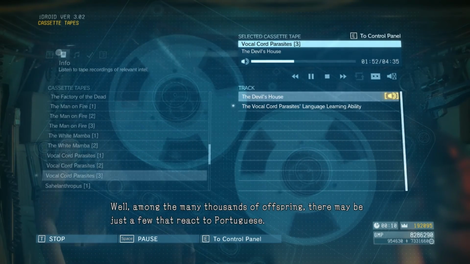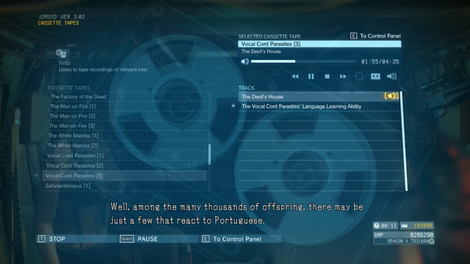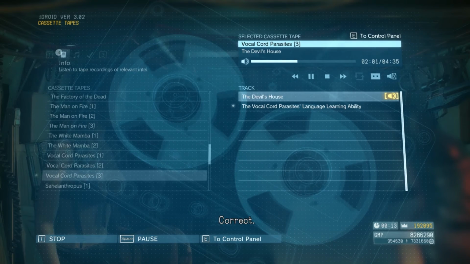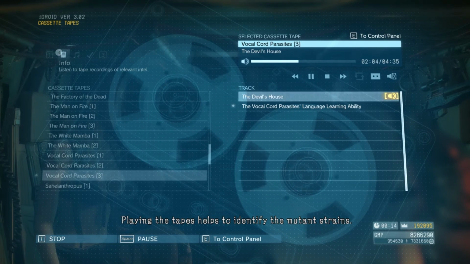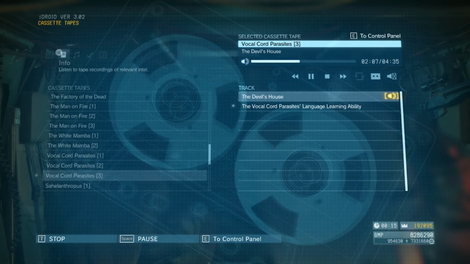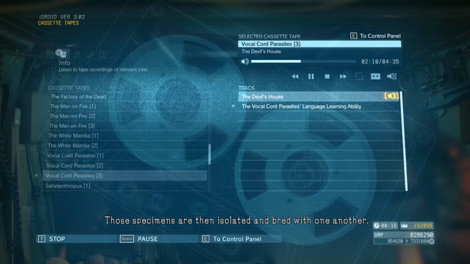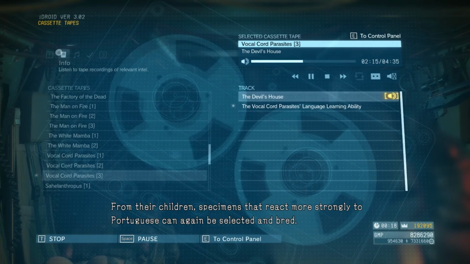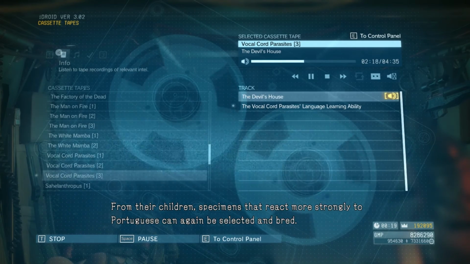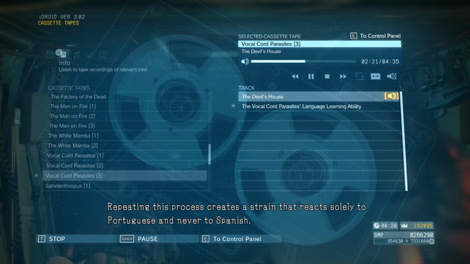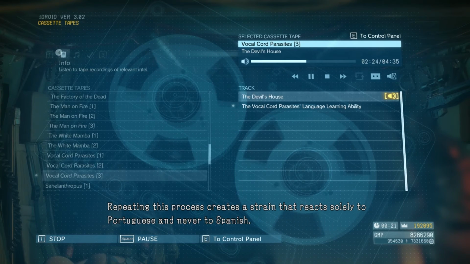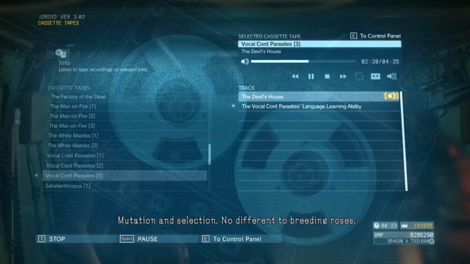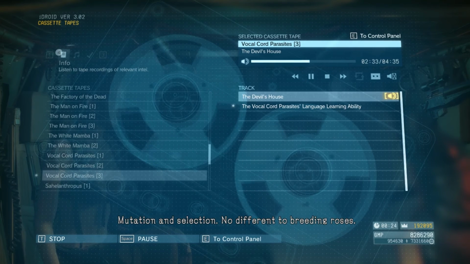Well, among the many thousands of offspring, there may be just a few that react to Portuguese. You're talking about mutations. Correct. Playing the tapes helps to identify the mutant strains. Those specimens are then isolated and bred with one another. From their children, specimens that react more strongly to Portuguese can again be selected and bred. Repeating this process creates a strain that reacts solely to Portuguese and never to Spanish. Mutation and selection. No different to breeding roses.